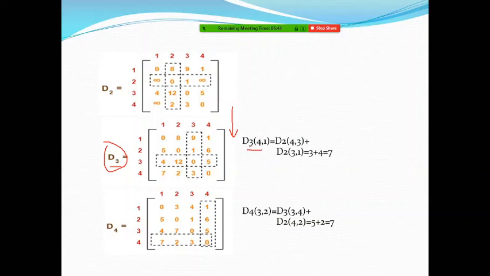So D3 4 1. D3 4 1 means the connection between 4 and 1 with the flexibility of 3. So 4 to 1 becomes 4 to 3, and then 3 to 1. 4 to 3 it was 3, and 3 to 1 it was 4. So this number is 7. Earlier the number for 4 to 1 was infinity, and now you are getting 7. So yes, we must modify.